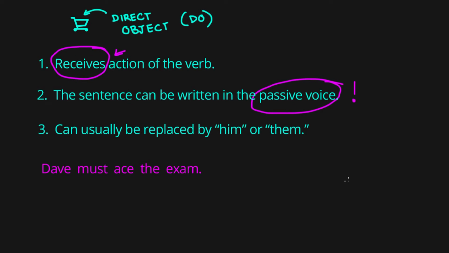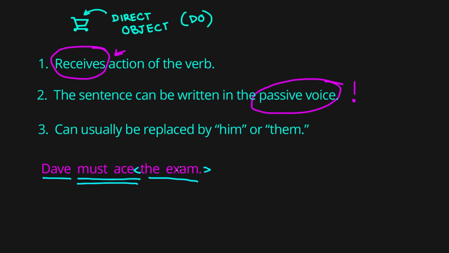So we have here, Dave must ace the exam. Dave, you always ace your exams, do you not? For sure, 100%. So first, let's look at our verb. Our verb here is must ace. Then we ask ourselves, who must ace? It's Dave, right? That is our subject. And what does he have to ace? The exam.